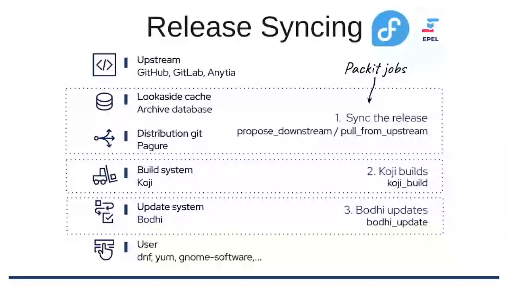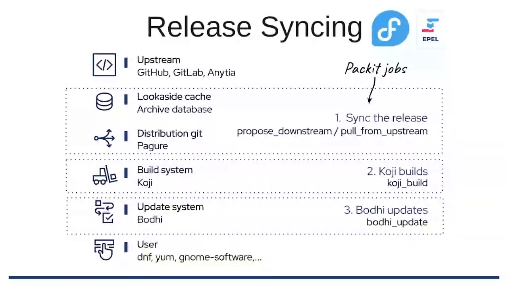For that, we have two modes. One is a push way and one a pull way. The push one is triggered from GitHub or GitLab. The pull way uses the Anitia system, the release monitoring, to get to know about the release. But the results from both of these are the same: an archive saved to look-aside cache, an updated distribution git, and a set of pull requests or a single pull request created in distribution git.